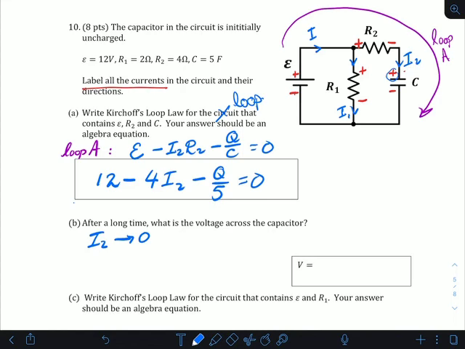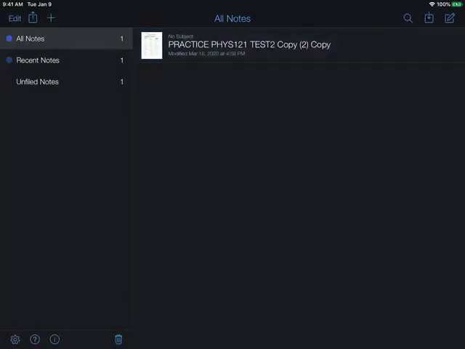So if I look at my equation for loop A, with I2 being 0, then I have 12 minus 4 I2, and I2 is going to 0, minus Q over 5, and this is really the voltage on the capacitor, equals 0. If I solve this equation, I see that the voltage on the capacitor is actually 12.